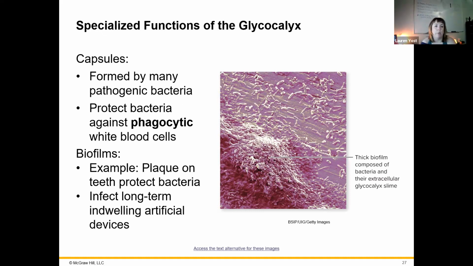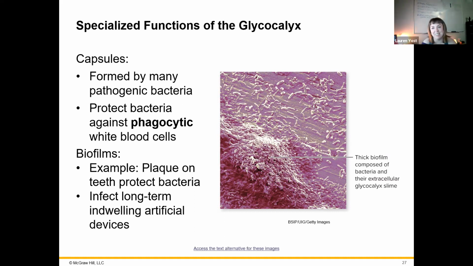Capsules in general are formed by pathogenic bacteria as well as biofilm-forming bacteria, and a lot of those can be pathogenic themselves. Capsules help protect bacteria against phagocytic white blood cells. Phagocytes are our white blood cells that eat up the bad guys, like bacteria that aren't supposed to be in our body. Phago means eating, cytic, cell related. So cells that eat other things outside of them, like other cells, like bacteria.